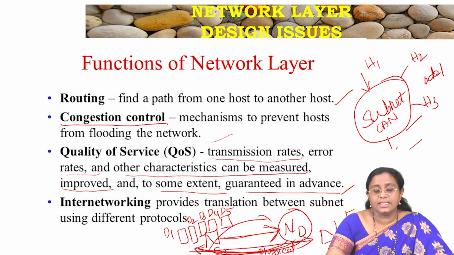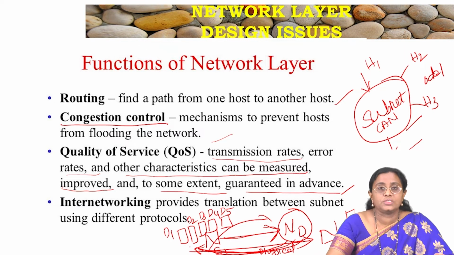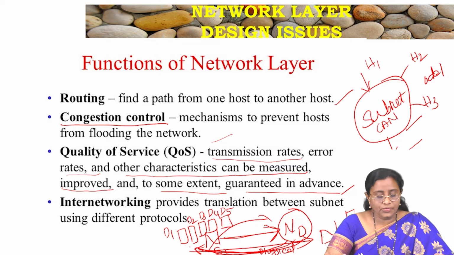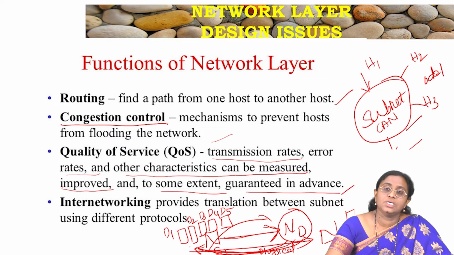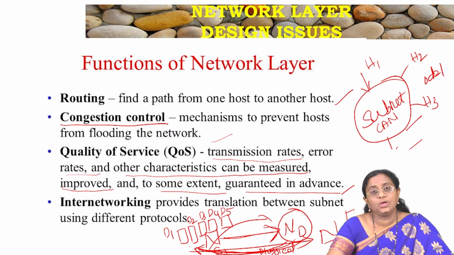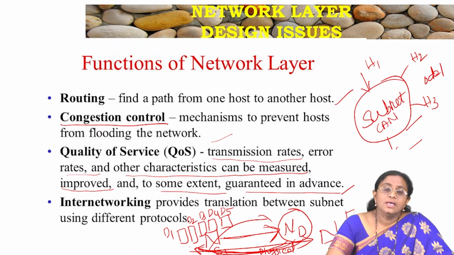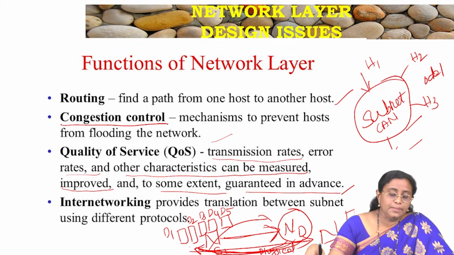So a subnet is nothing but a collection of a number of hosts, or linked with many hosts. That is how we can define a subnet. Internetworking provides the translation between subnets, which can connect the different hosts by using different protocols. And the last one is nothing but error control.